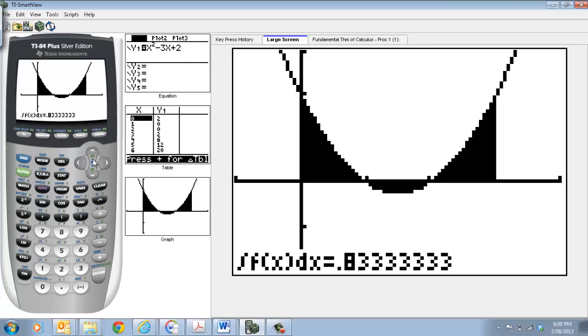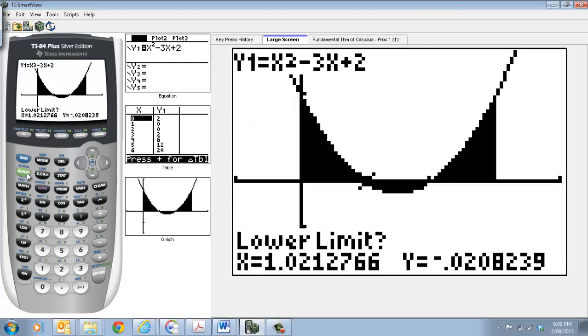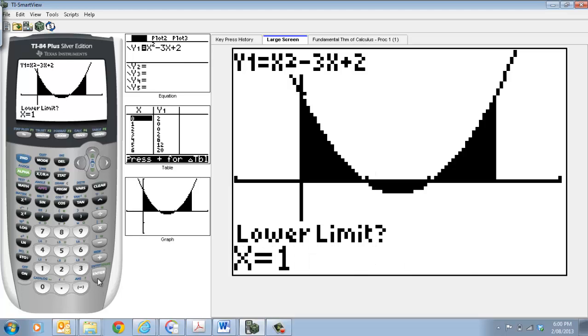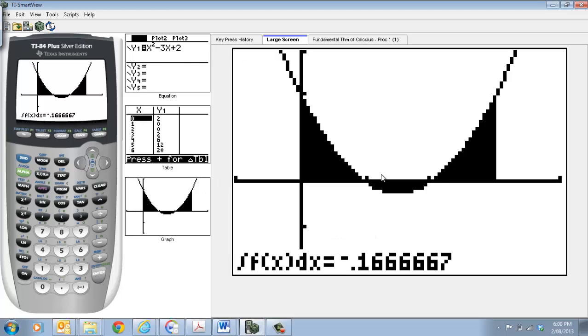Now if I do the next bit, I go to my calculator, come down to number 7, and I do my lower limit, which is equal to 1, and then my upper limit, which is 2. Then it does this area here, which is negative 1.66. Now, because that's below the axis, it's going to give you a negative value. That's equivalent to, in fact, 1 on 6. All that means is it's travelling in the negative direction.